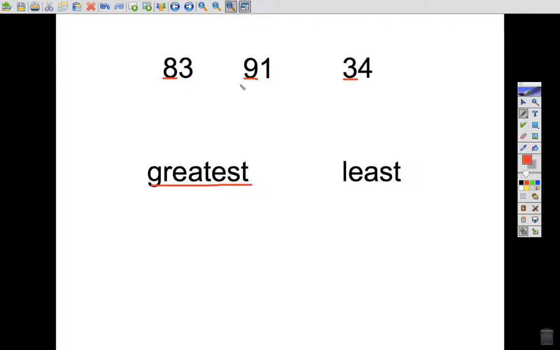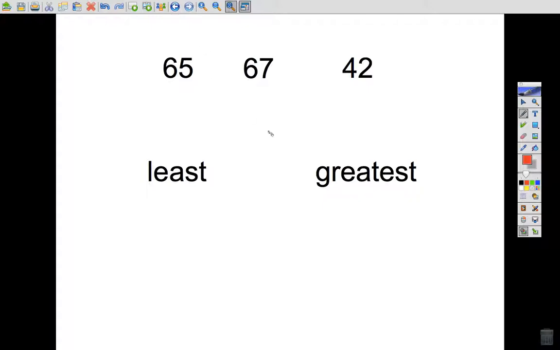The highest number I see in the tens place is 9, so 91 would be the greatest, followed by 83 because 80 is more than 30. So 83 would come in the middle. And then finally, the least amount, or the smallest number, is going to be 34. Pause and try this one again as well.